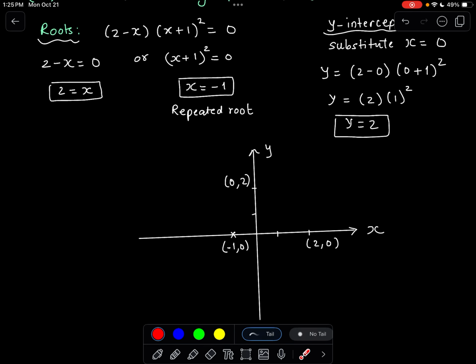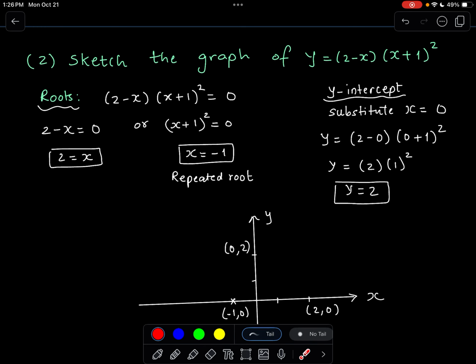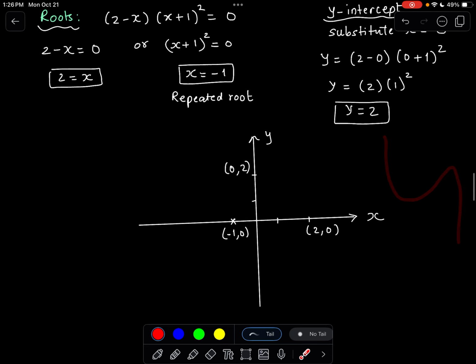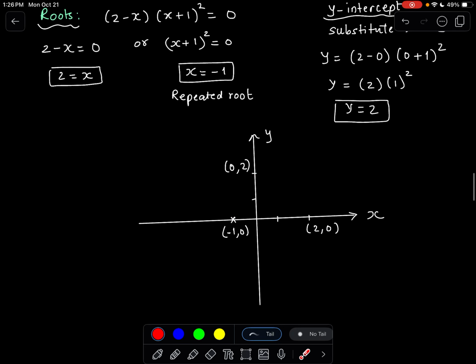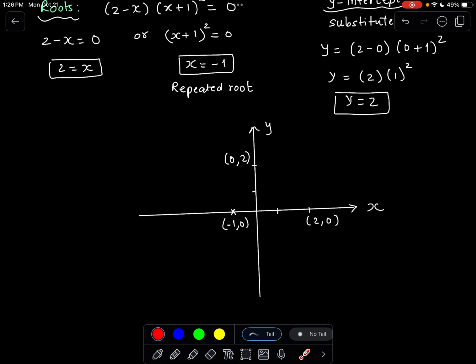Let's look at the shape of the graph. So we are having minus x multiplied by x squared, so it's going to be a downhill. The graph is going to be a downhill, and we have a repeated root at x equal to minus 1. So it's going to be a downhill. The graph will touch the axis at the root, and then you go through the point 2 comma 0. So let us try to draw it.